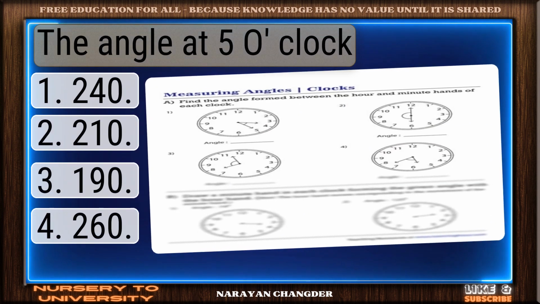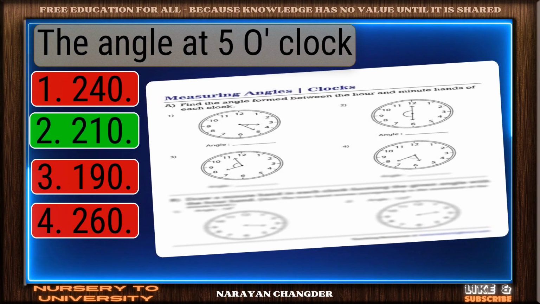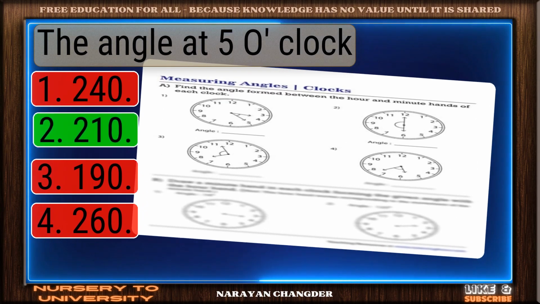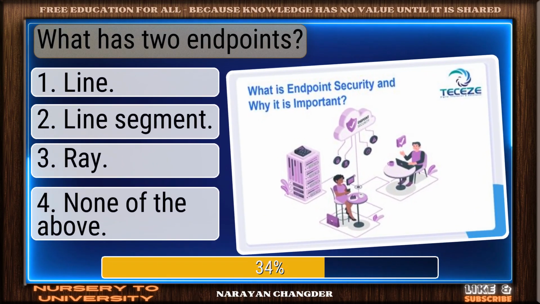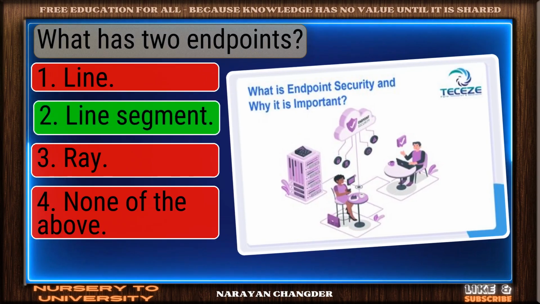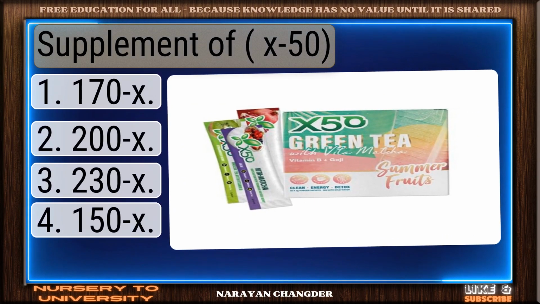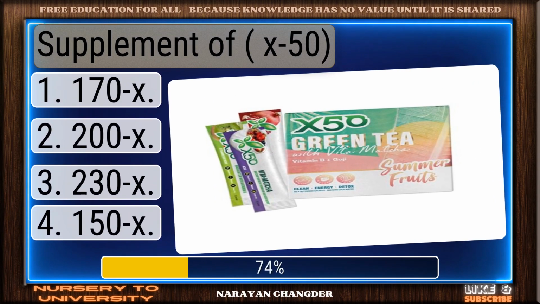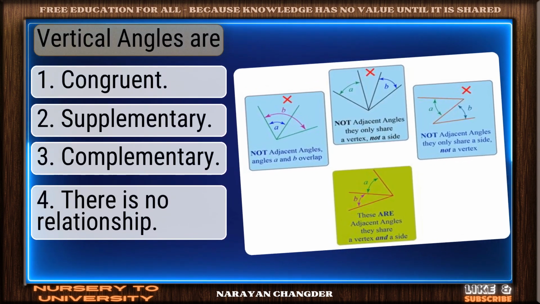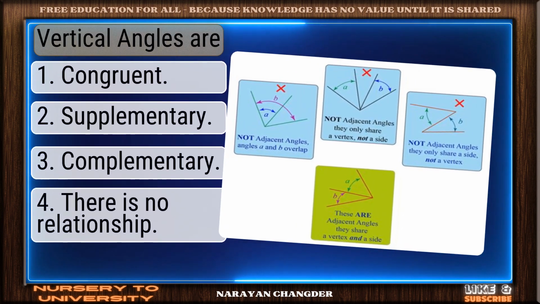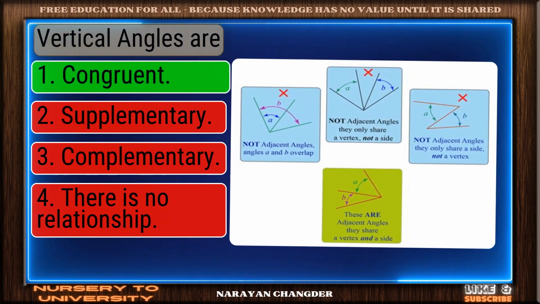Question number 291. The angle at 5 o'clock. Nice selection. 210 is the correct and valid answer. Question number 292. What has two endpoints? Nice work. You chose line segment and it is correct. Question number 293. Supplement of. Great job. 230x is the accurate answer. Question number 294. Vertical angles are. Bravo. Congruent is the answer.